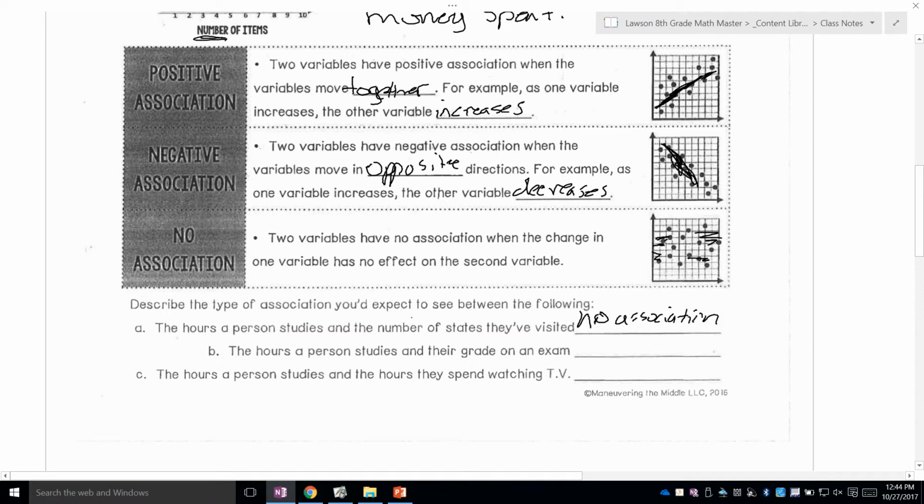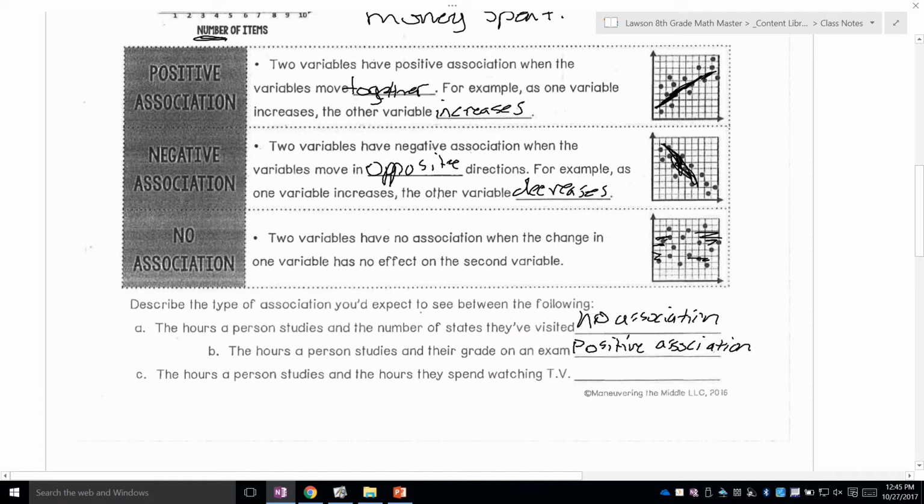Okay, and then B says the hours a person studies and their grade on an exam. So the more you study, the better your grade will probably be, right? So that's going to have a positive association. Okay, a positive association, because the hours would go up and the grade would also go up, right? And so they are moving together, and the one variable increases as the other one increases. And so that's going to be a positive association.